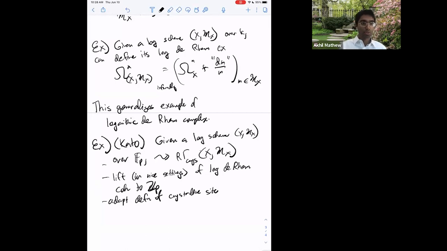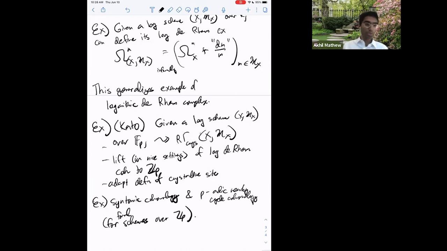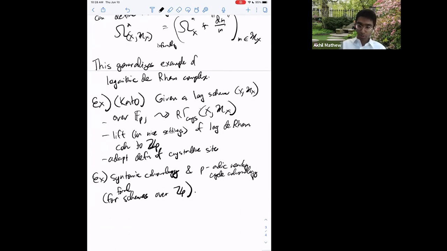There are also two other examples that I want to keep in mind, but I'm going to come back to later: syntomic cohomology, which is going to be some sort of filtered Frobenius eigenspace of log de Rham cohomology, but in mixed characteristic, and p-adic nearby cycle cohomology. This is for schemes over Z_p, and this is going to be the étale cohomology of the rigid generic fiber, for formal schemes over Z_p. So these are also two examples you want to keep in mind, and we'll come back to more later.